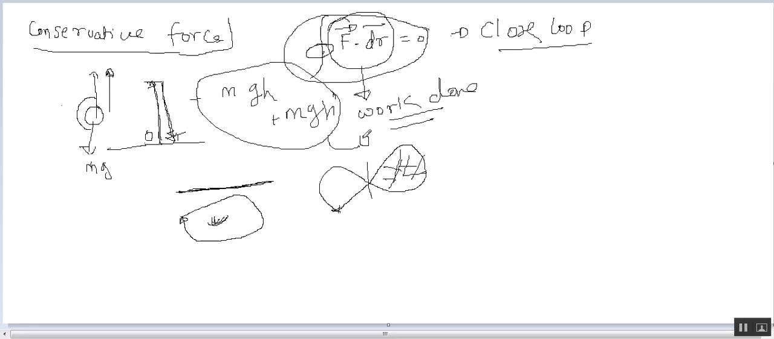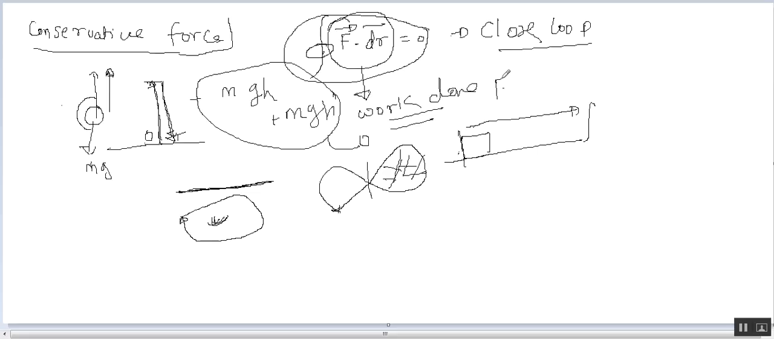One force which we commonly experience in daily life is friction. Let's see, is friction a conservative force? Let's suppose a ball moves from here to here, and this is the friction. The ball moves and reaches here. So what is the work done by the friction force?